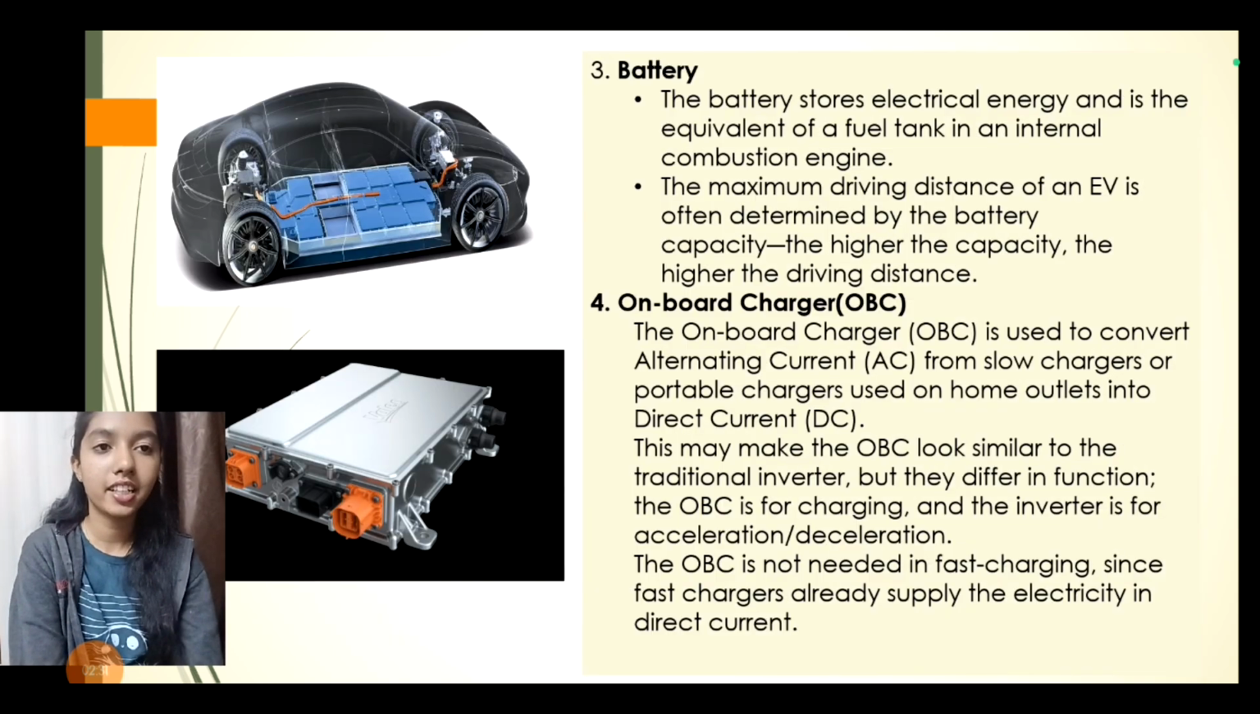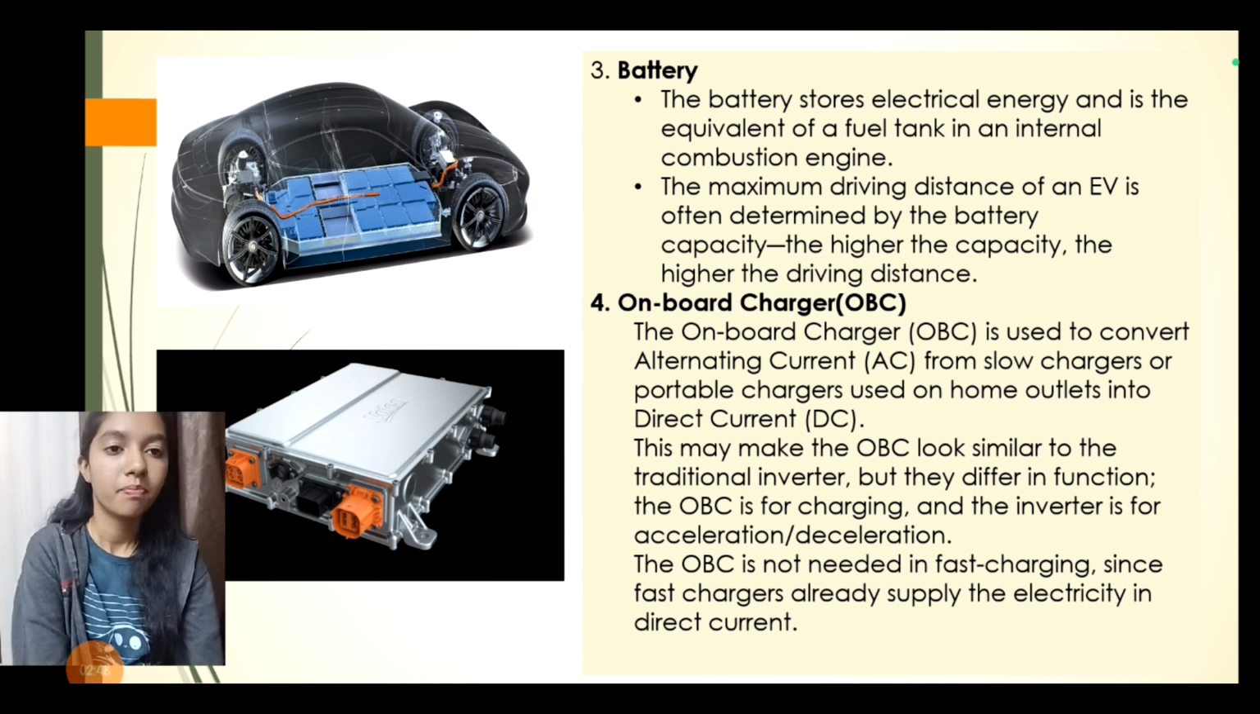Battery. The battery stores electrical energy and is the equivalent of a fuel tank in an internal combustion engine. The maximum driving distance of an EV is often determined by the battery capacity. The higher the capacity, the higher the driving distance.